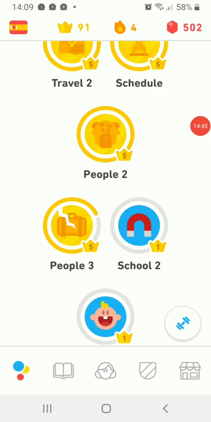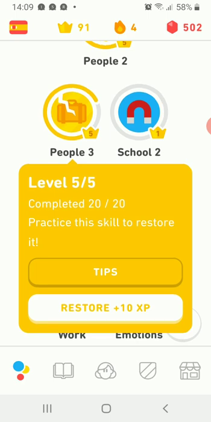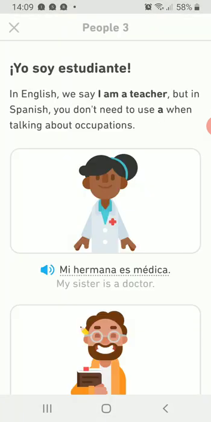So since we are still talking about people, we're going to do this new lesson, and it's people three. Let's look at the tips. Yo soy estudiante. In English, we say I am a teacher, but in Spanish, we don't need to use a when talking about occupations.